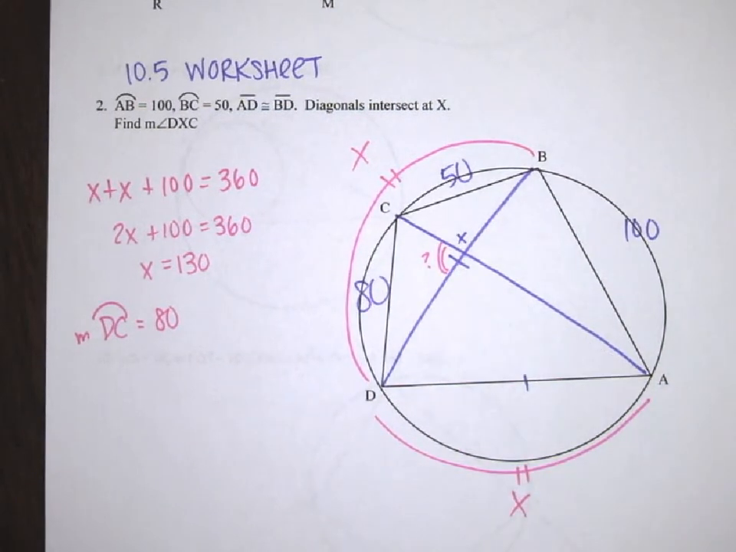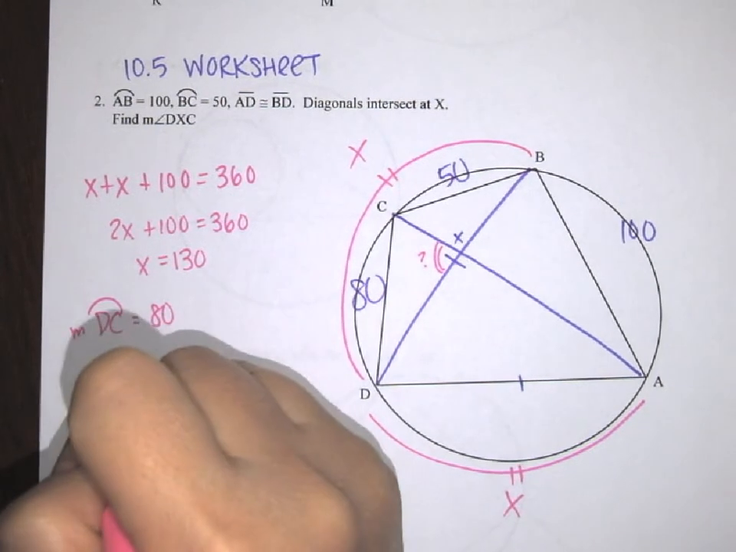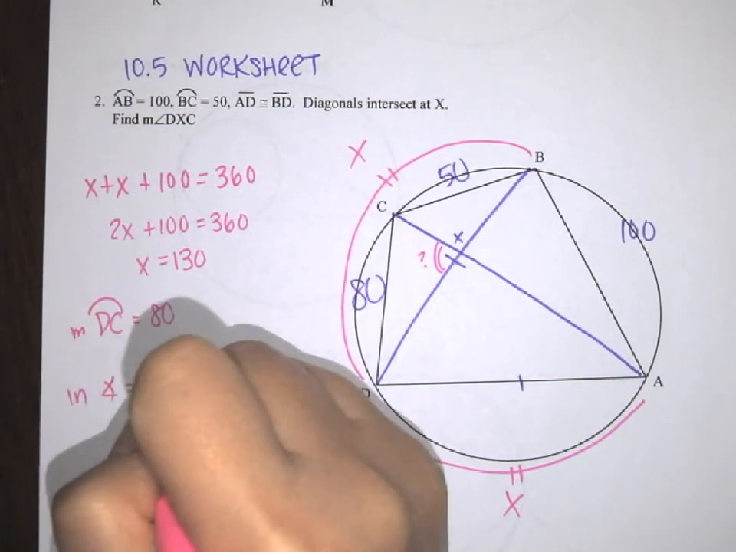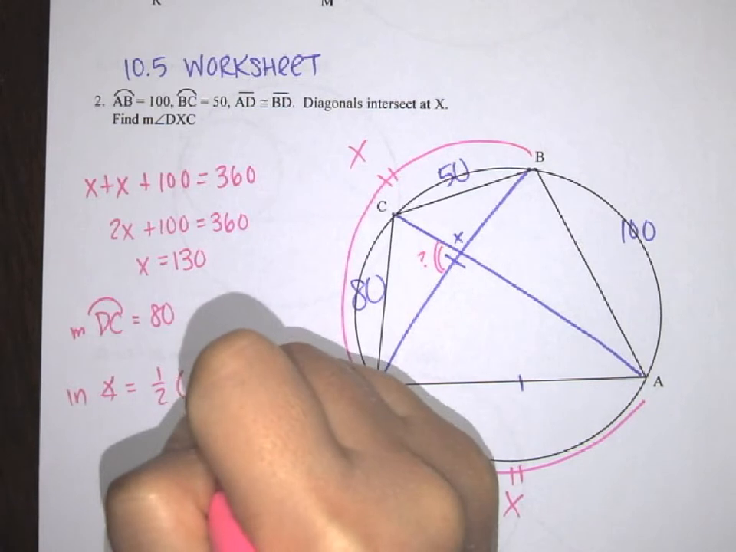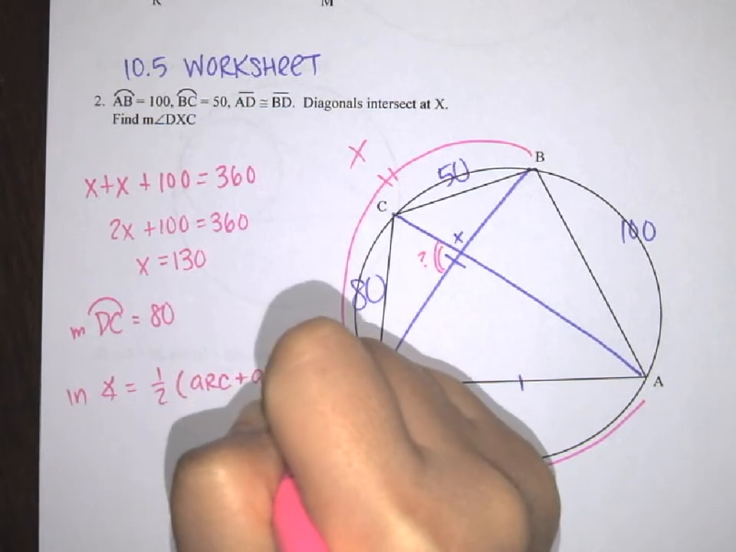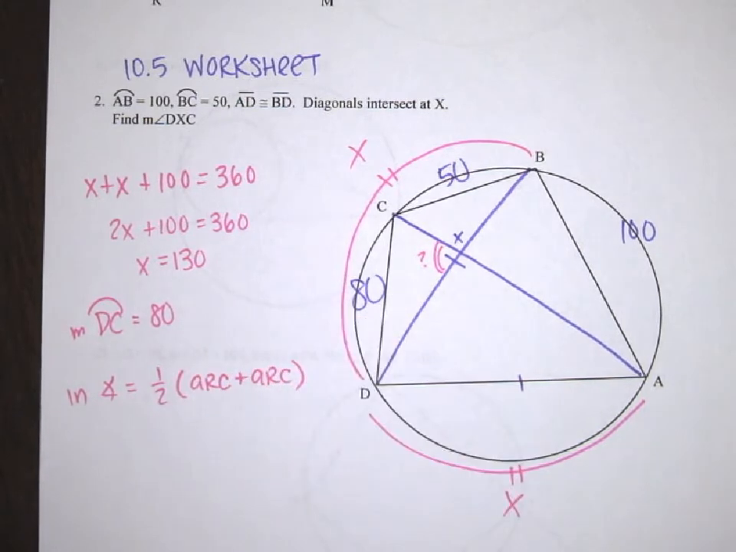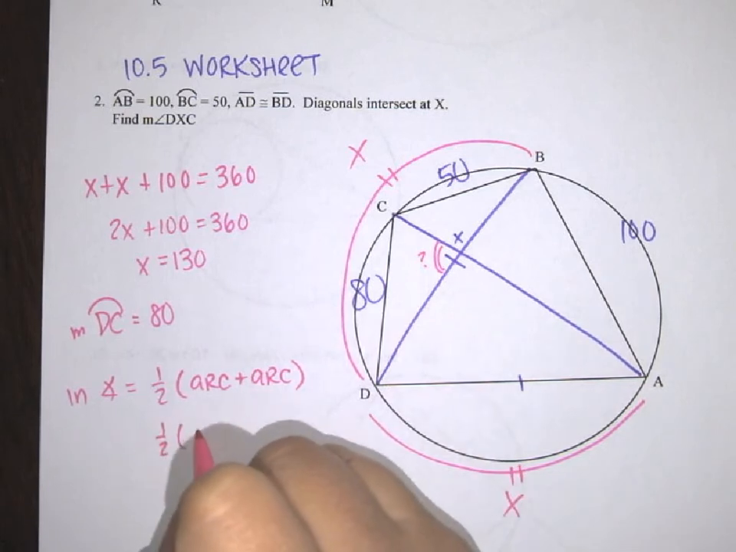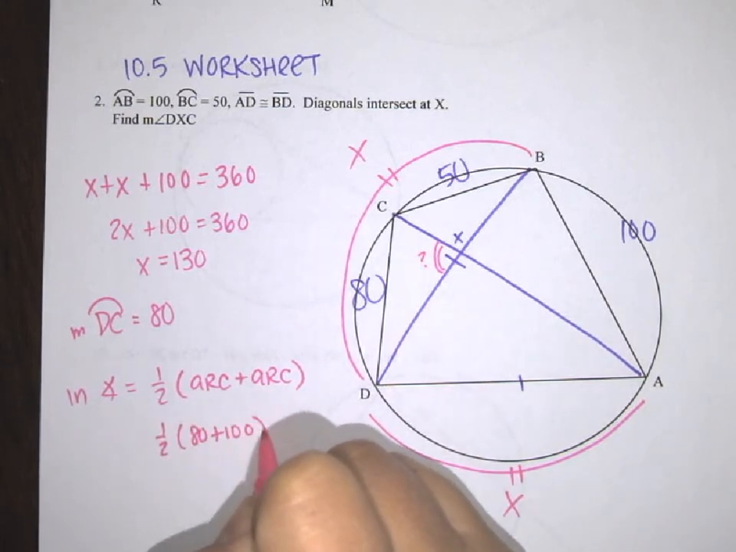The angle that we're looking for is an inside angle. Inside angle is 1/2 arc plus arc, the average. So we have these two arcs. We could plug it in, 80 plus 100, and get 90.